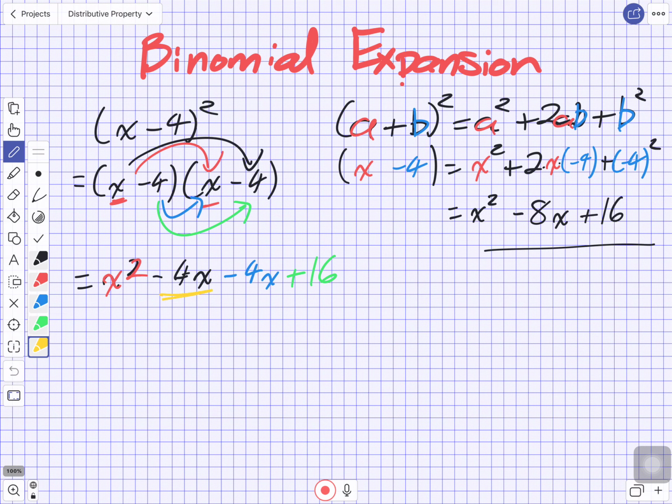If you quickly look, the two terms in the middle are like terms. And when we combine them, do you know what they will become? -8x. -8x plus 16.